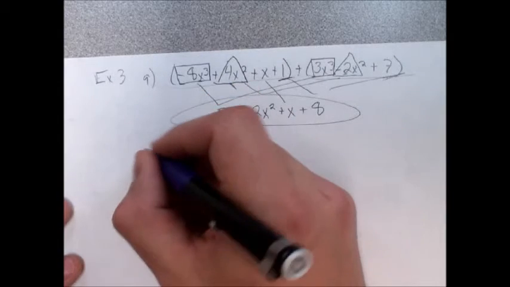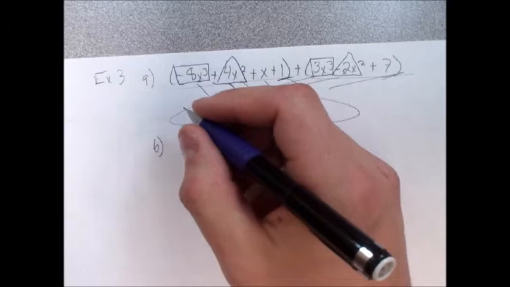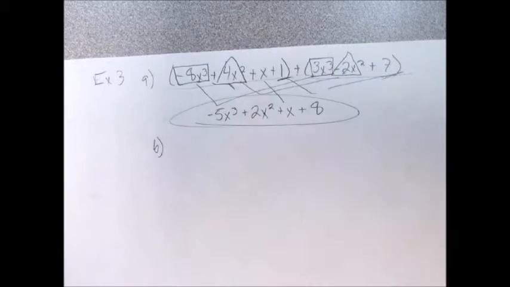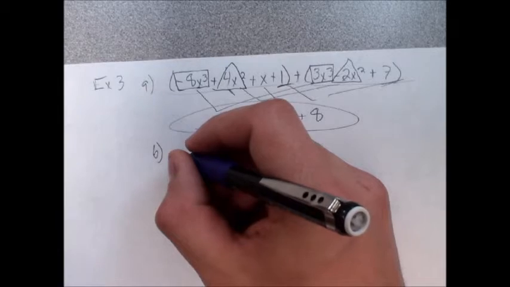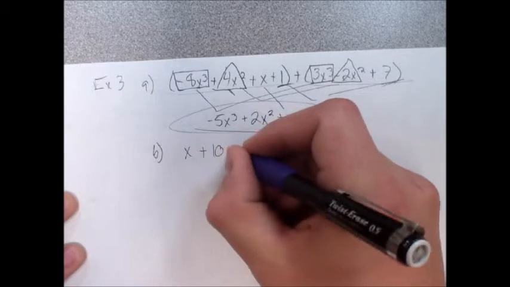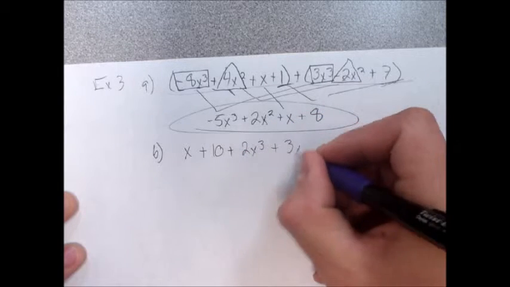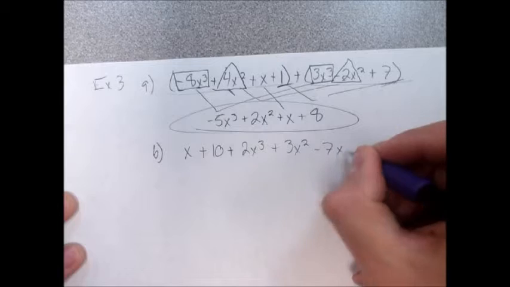So B, again, before I even write this down, do I need those parentheses? No. Why? It's a plus, not a minus. Once it's a minus, we're in a little bit more of a concern. So x plus 10 plus 2x cubed plus 3x squared minus 7x minus 2.